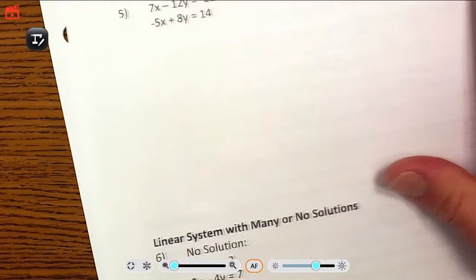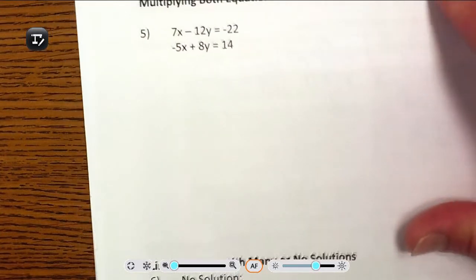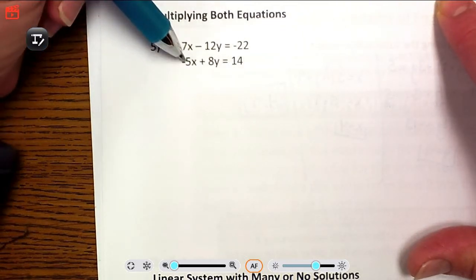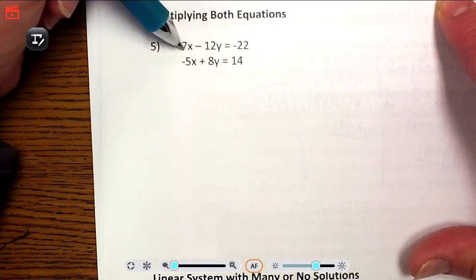All right, so let's try the next one. Notice the title. We will have to multiply both equations this time. We can't get around it. A 7 and a 5, one can't become the other by multiplication. They both would need to be multiplied in order to get 35.